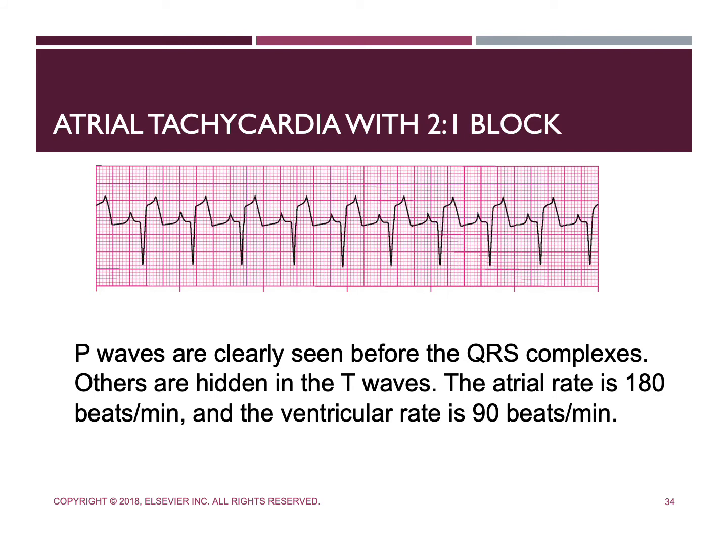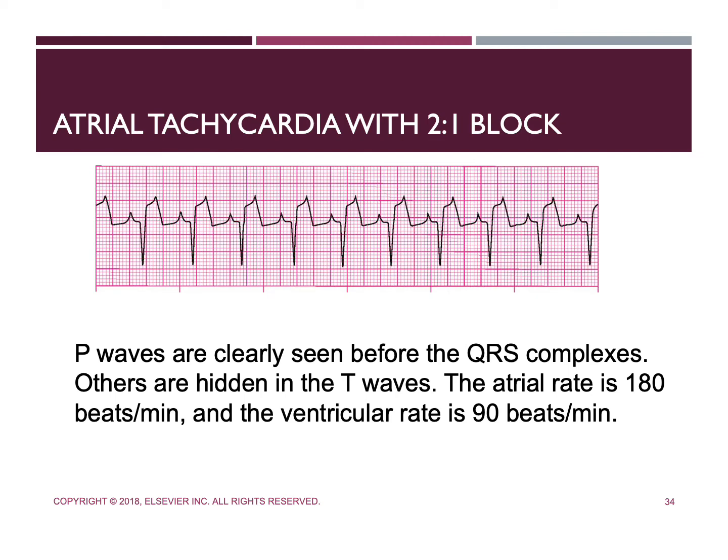Now, there are also different types of blocks. So atrial tachycardia with a 2-to-1 block. These are P waves that are going to be clearly seen before the QRS complex, and then others may be hidden in T waves. The atrial rate is going to be 180 beats per minute, while the ventricular rate is going to be 90 beats per minute. With these very rapid atrial rates, the AV node begins to filter some of the impulses coming to it. By doing that, it's protecting the ventricles from excessively rapid rates.